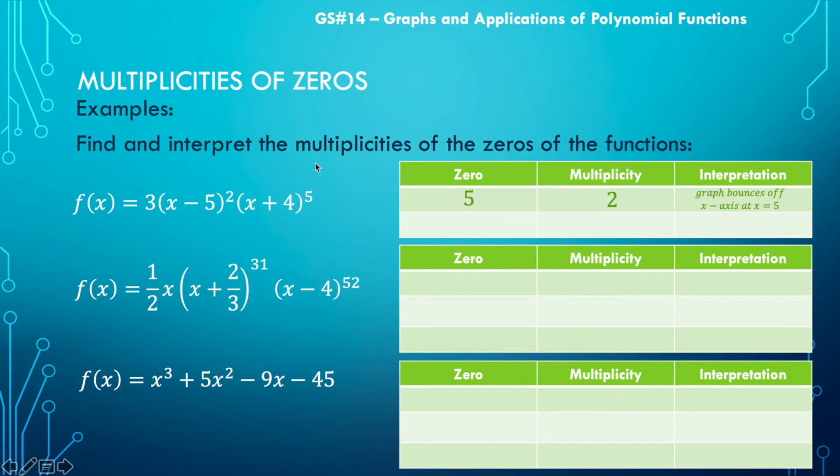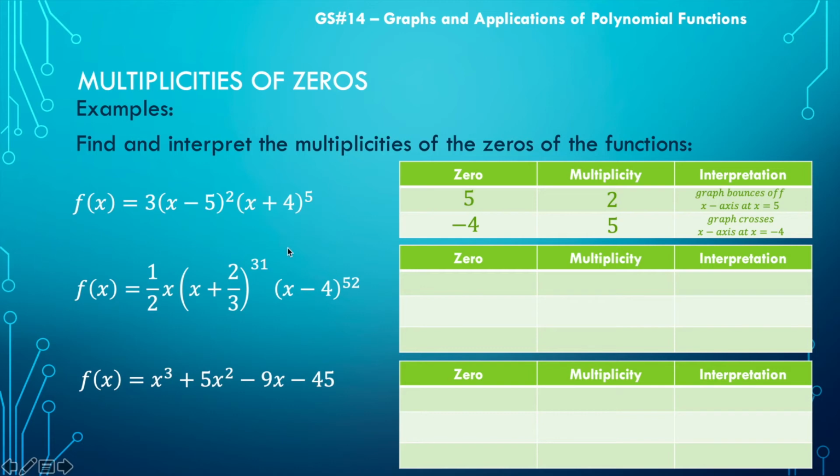Okay, let's try the other zero from this function. The other zero here is -4. We find this other zero by setting that factor equal to 0, and we get that the zero is -4. The multiplicity is 5, which means the graph will cross the x-axis at that zero.